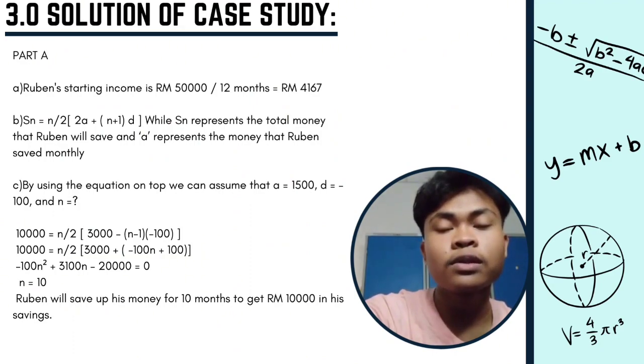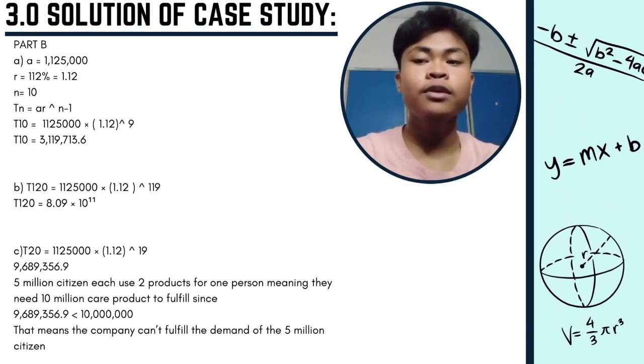Question C. You need to use the equation from question B, so you will get n equals 10 more. Part B, question 2. Question A. By using the equation for the nth term of a GP, you can get the equation which is Tn equals ar to the power of n minus 1. The answer for this question is T10 equals 3,119,713.6.